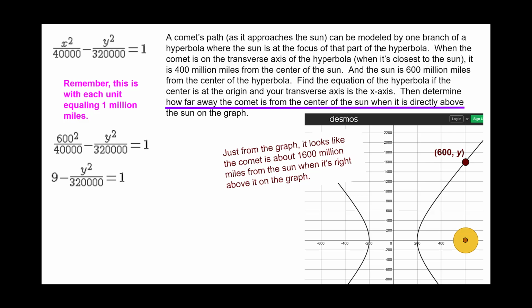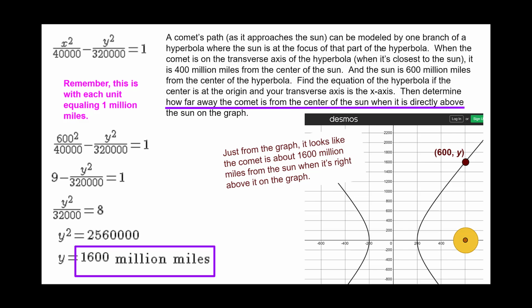and what's really nice, at least with these numbers, is that the left-hand term there turns into 9. And when we solve for y, we end up with exactly 1,600 million miles as we thought. So the graph and the algebraic answer match each other. And that's the answer to the last question.